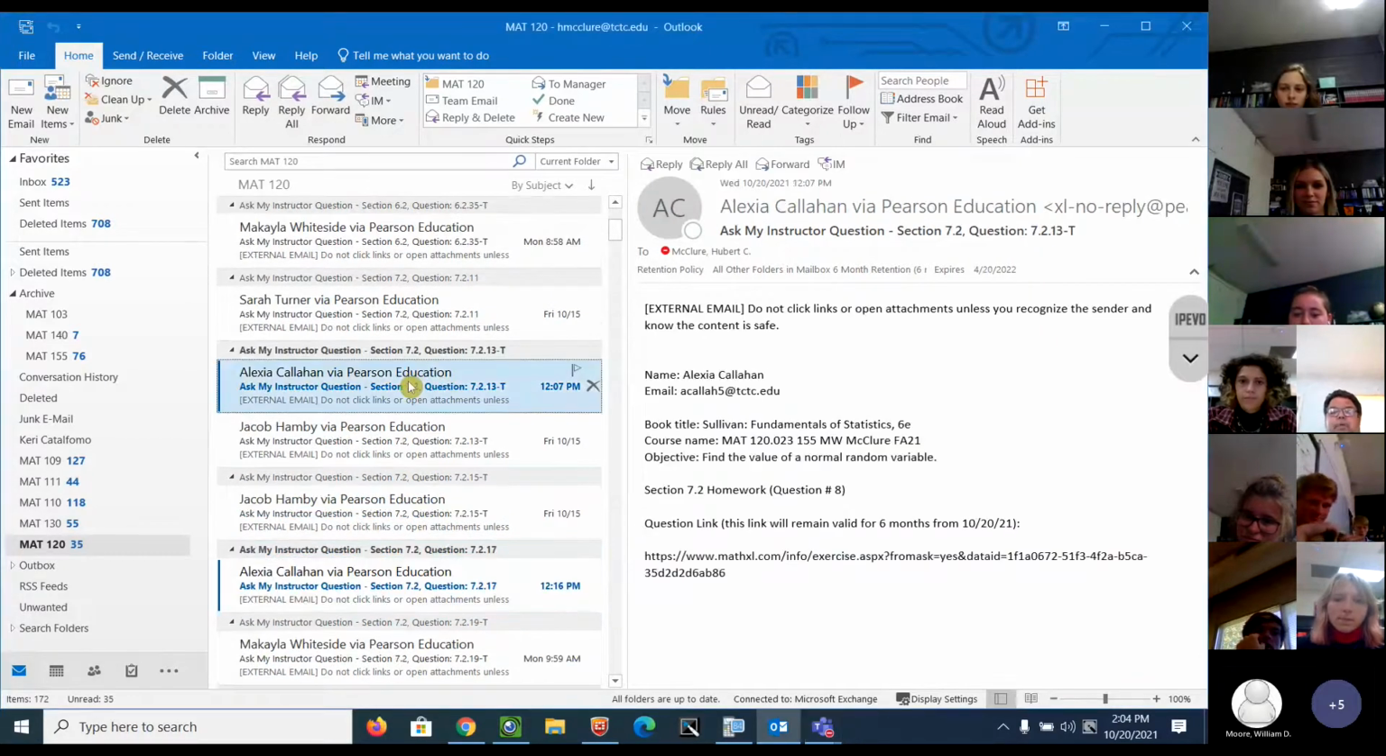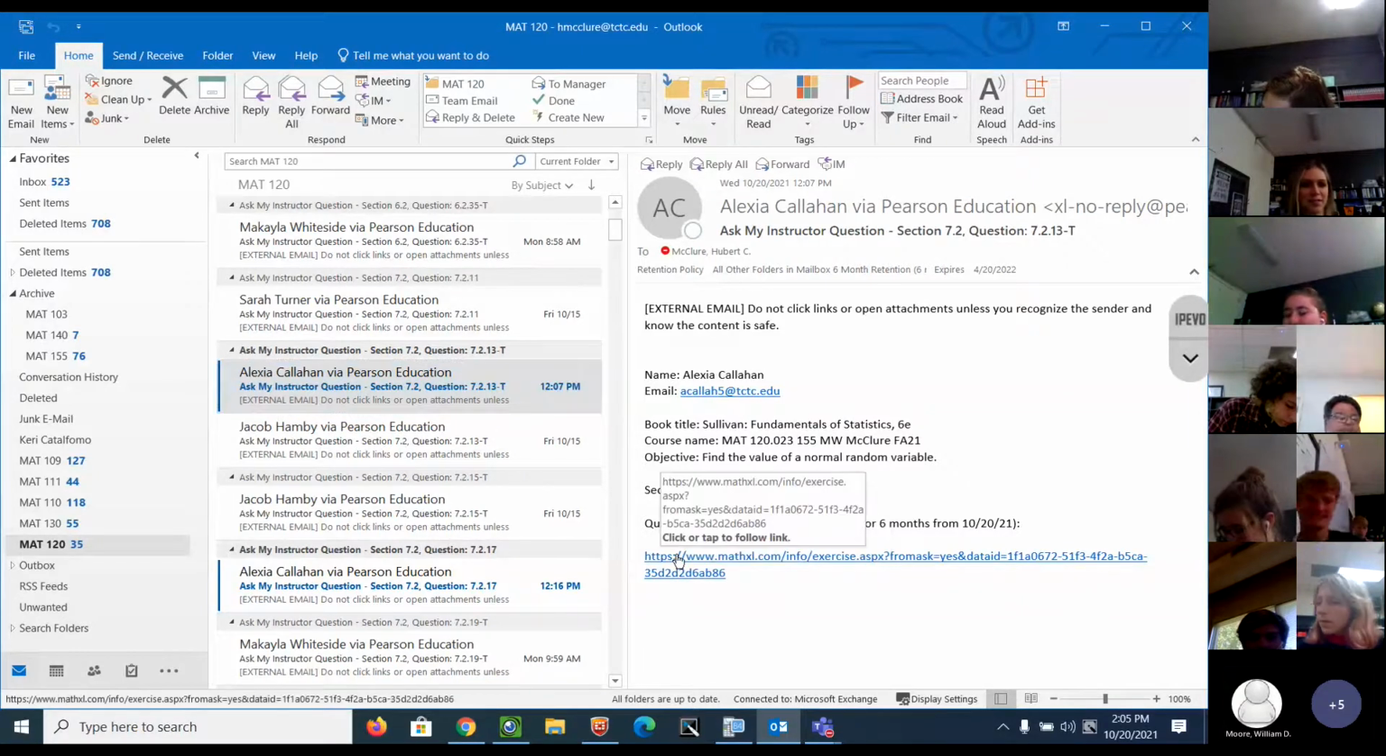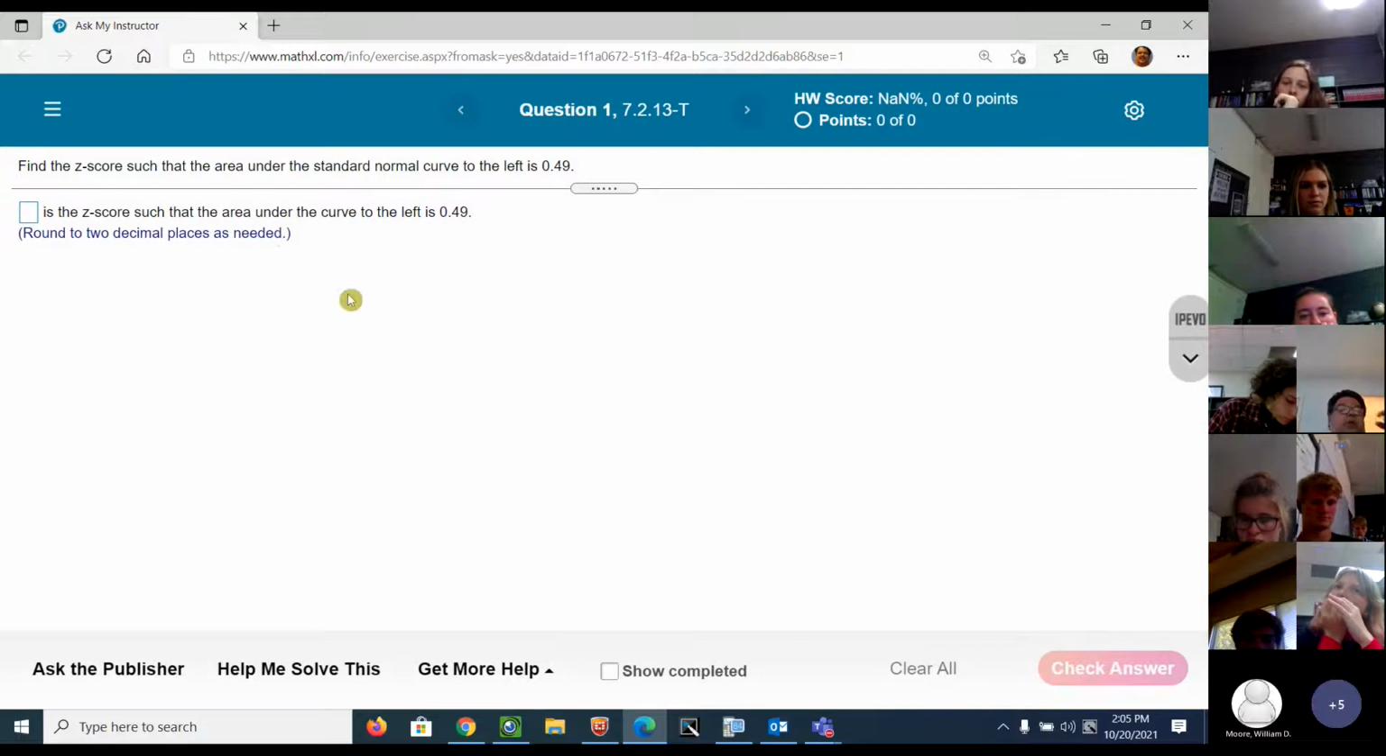7.213/8. Let me get my... 7.213/8. I'm sorry, 7.213/8. Well, come on, you can do it. Is it a test question? Well, pretty much all of them are. Find the z-score that the area under the curve to the left is 0.49.